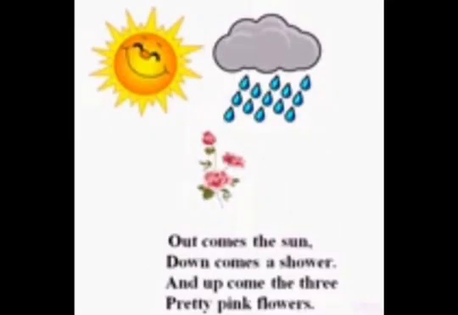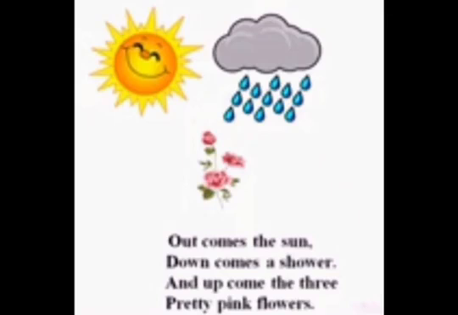Let's continue with the third stanza. Out comes the sun, down comes the shower, and up comes the three pretty pink flowers. What are the right or suitable conditions that a plant needs to grow? Yes, a plant needs sun. They need sun because they need to prepare their own food with the help of chlorophyll. Chlorophyll is a green particle present in the leaves. Plants prepare their own food with the help of the sun, and that is why they need the sun.